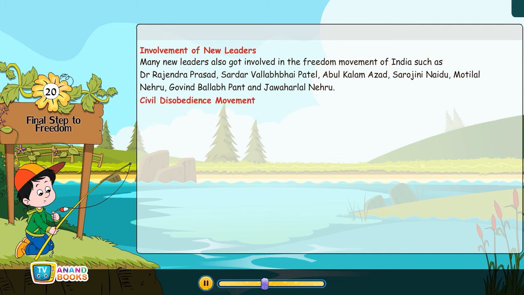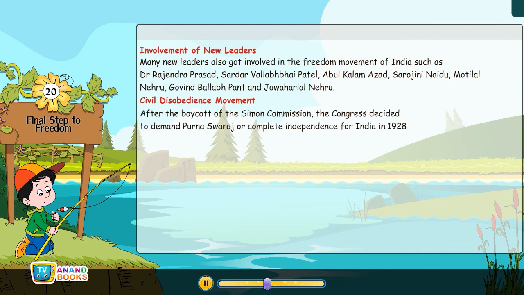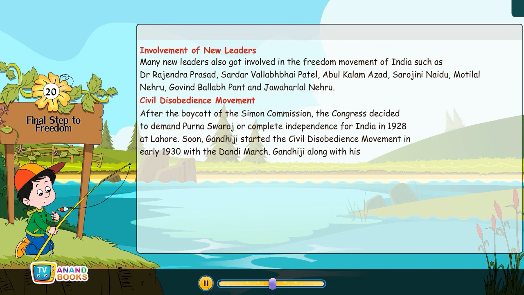Civil Disobedience Movement. After the boycott of the Simon Commission, the Congress decided to demand Purna Swaraj or complete independence for India in 1928 at Lahore. Soon, Gandhiji started the civil disobedience movement in early 1930 with the Dandi March.